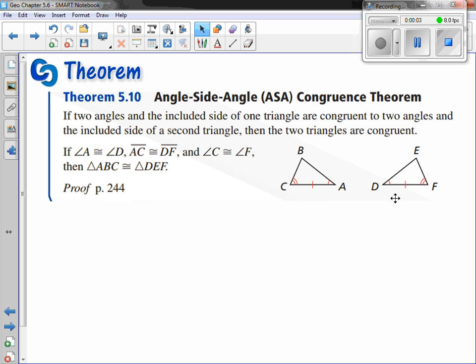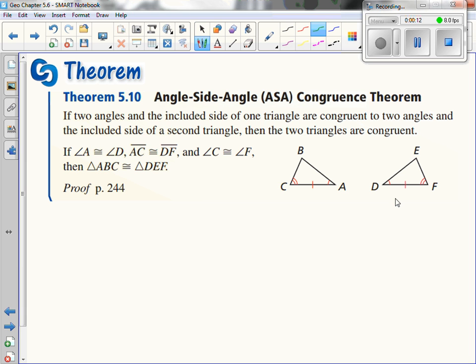Angle, side, angle: if two angles and the included side are congruent to two angles and the included side of another triangle, then the two triangles are congruent. So again, angle, side, angle.